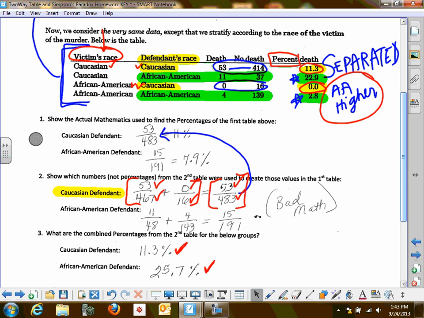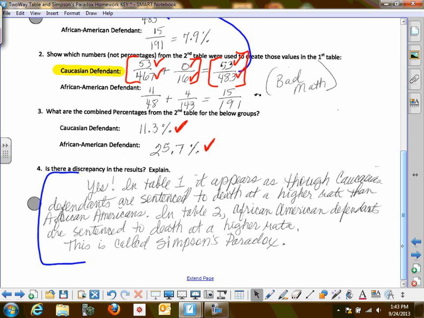Okay. So then here's what your conclusion looks like. The question is this: is there a discrepancy in the results? What do I mean by that? Is there a difference in the conclusion for the overall versus the conclusion for the separated? And the answer is yes. Because in Table 1, it appears as though the Caucasian defendants are sentenced to death at a higher rate than African Americans. But in Table 2, African American defendants are sentenced to death at a higher rate. So you had different conclusions. This is called Simpson's Paradox.